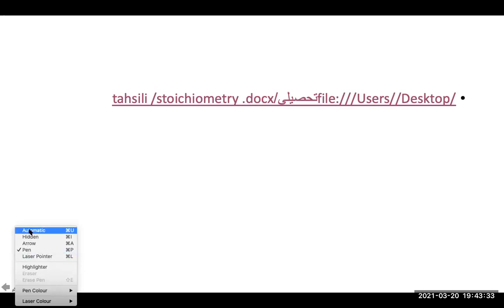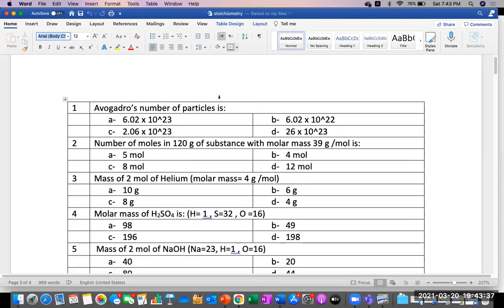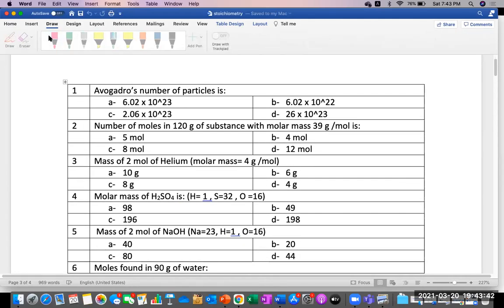I will put this worksheet in the description down below so you can see it. Okay, let's start here. I will solve some, not all of them. For number 1, Avogadro's number is equal to 6.02 times 10 to the 23. You only need to memorize this one.